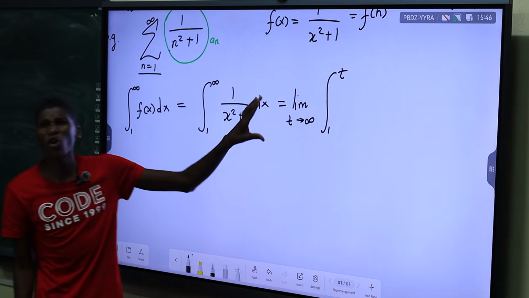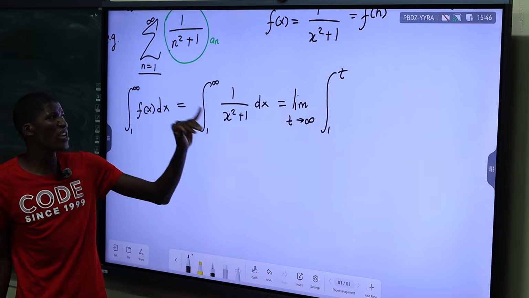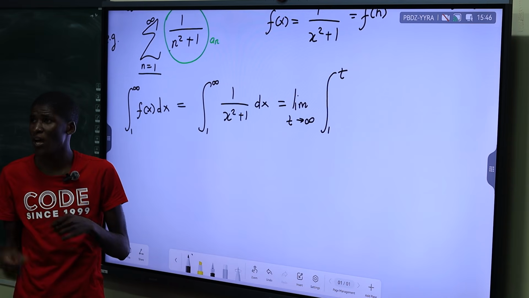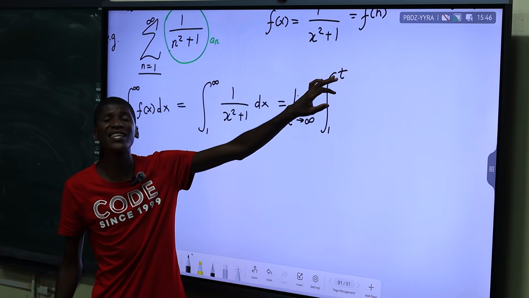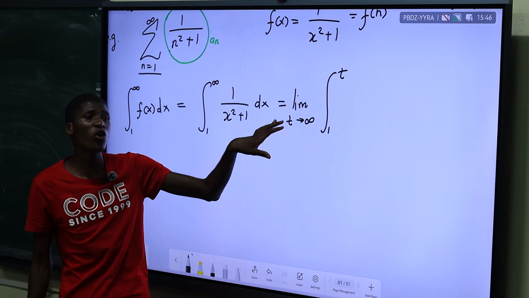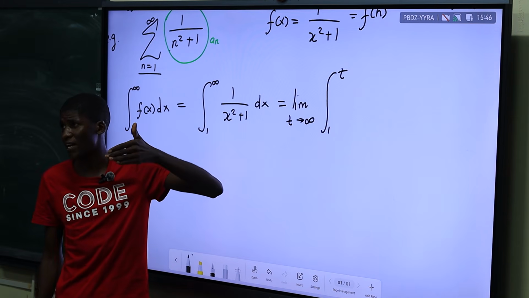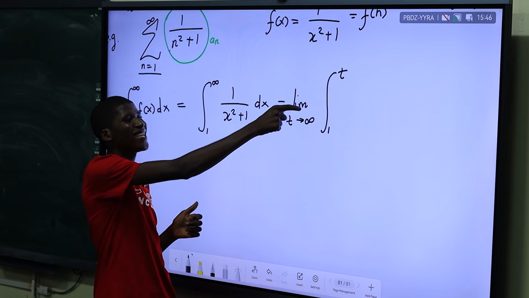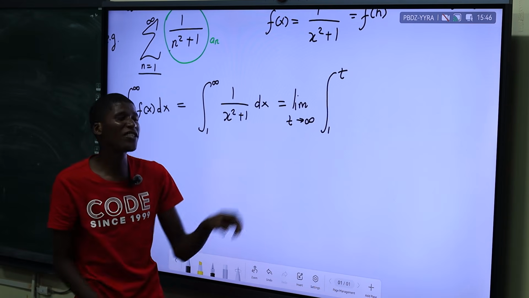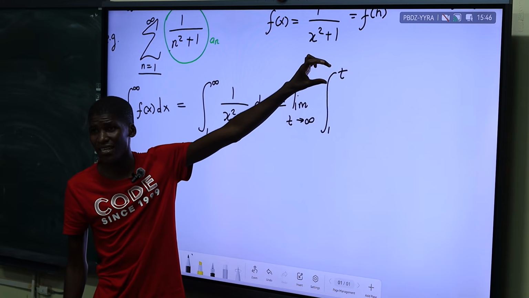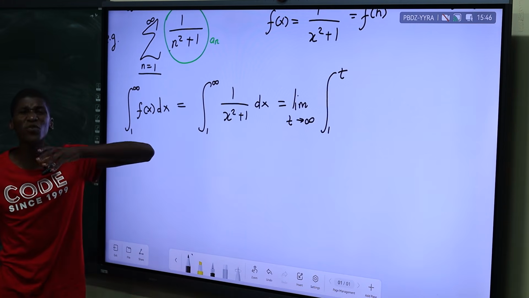So you are simplifying your integral because infinity is not a finite number. But you can replace infinity with a t, and then t approaches infinity. So t is becoming bigger and bigger and bigger. It means you are able to evaluate a limit as t becomes bigger, but you would have a finite value of t, because a limit is what evaluates.